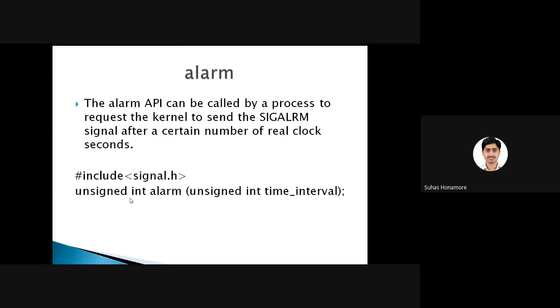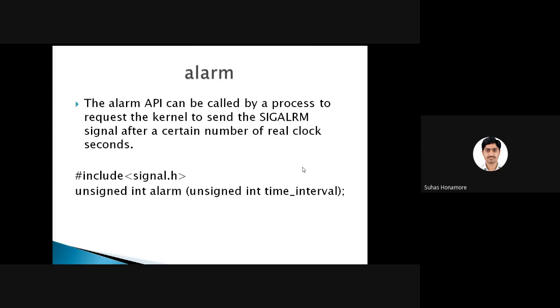So this is the syntax: the return type is unsigned int, and it takes one argument, an unsigned int, which is the time interval. So after how many seconds this signal has to be sent to the process by the kernel, we mention here. That's the time interval. Let's just see one example.